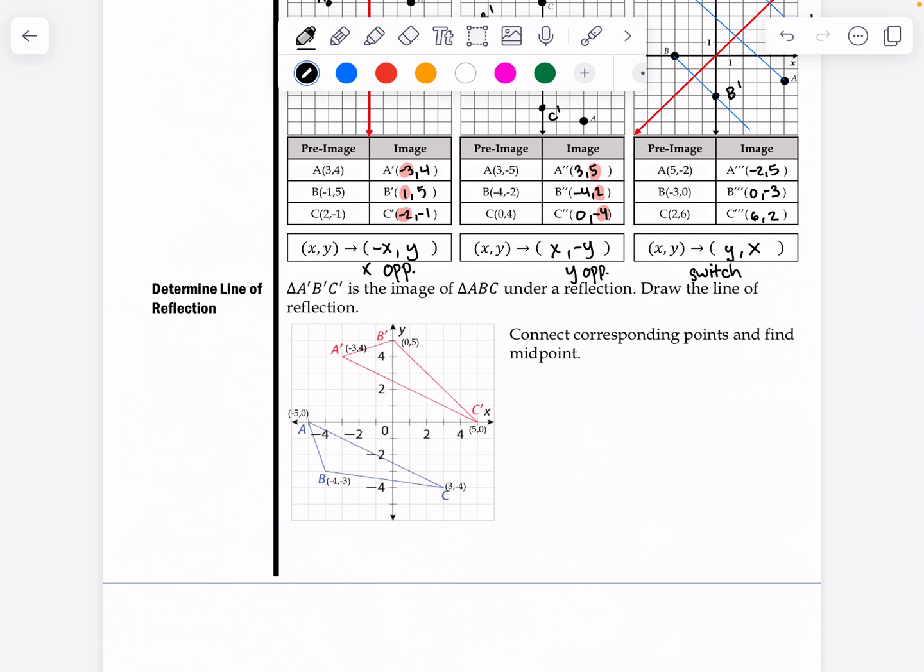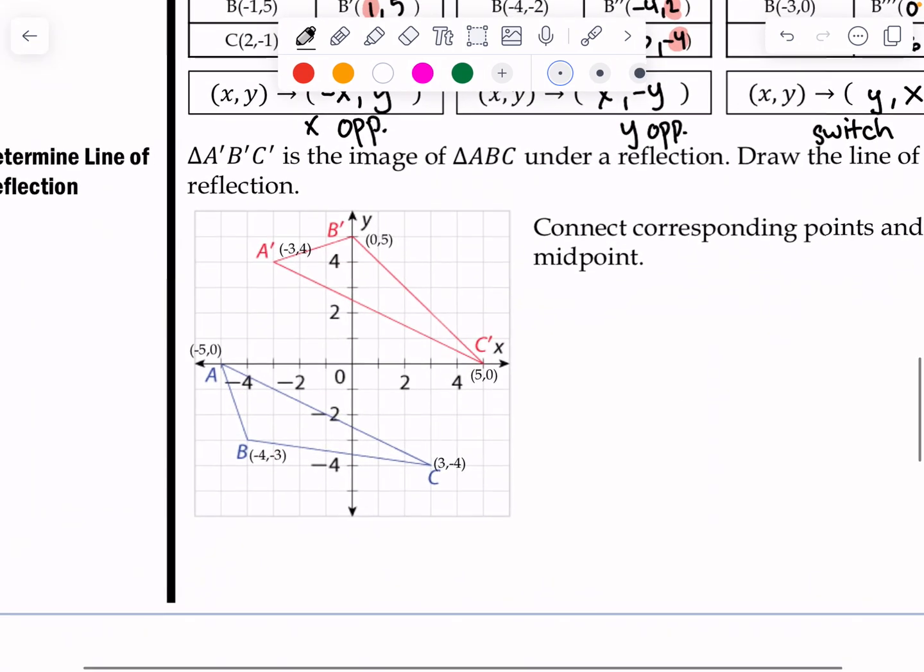So triangle A prime, B prime, C prime is the image. So this is the new thing. This was the old thing. Of triangle ABC under reflection, we're going to draw the line of reflection. So how we can do that if we don't know where the line of reflection is, connect corresponding parts and find the midpoint.